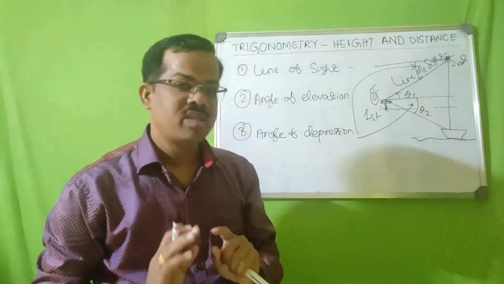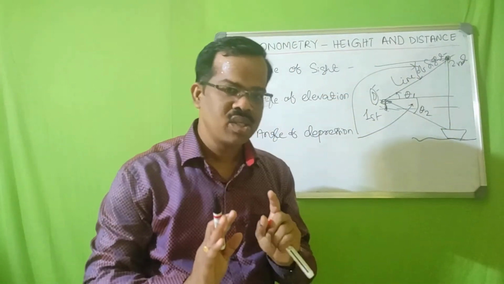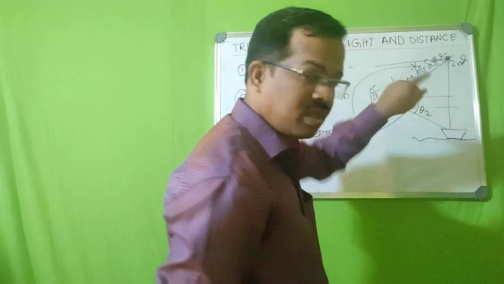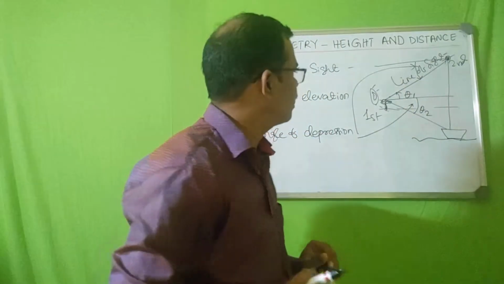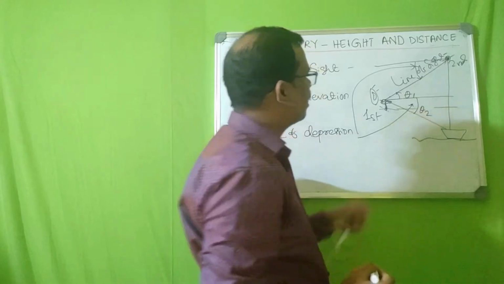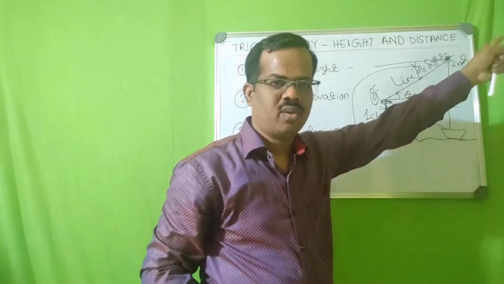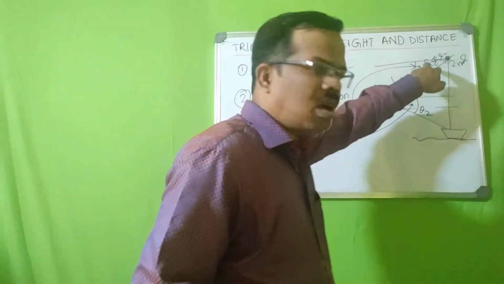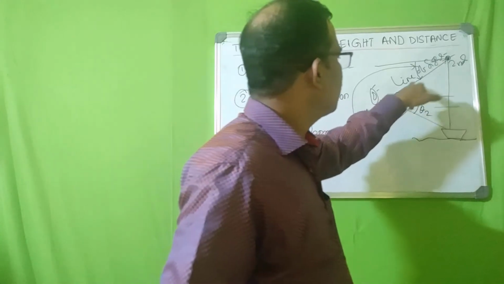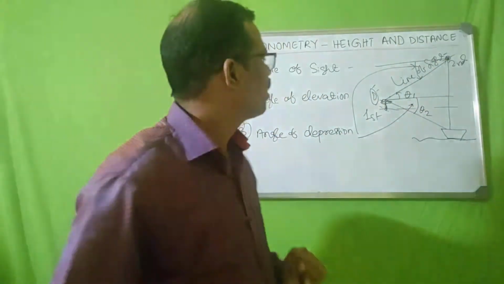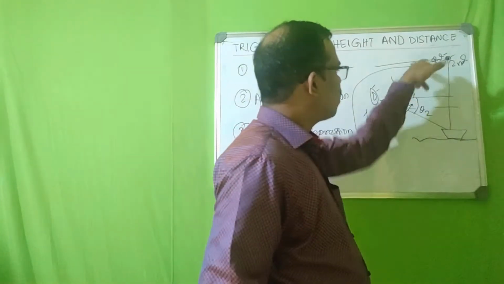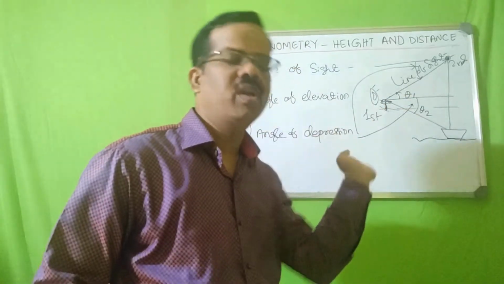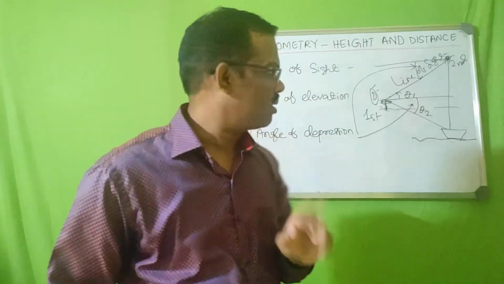So now, let's try to figure out: is there any relationship or not? These two are horizontal lines, and horizontal lines are parallel to each other. Now if they are parallel, and this transverse line is intersecting these two horizontal lines, right? So these are alternate angles. Therefore, this angle and this angle will remain the same. So the angle of elevation is equal to the angle of depression. Angle of elevation from one perspective will become angle of depression from the other perspective.